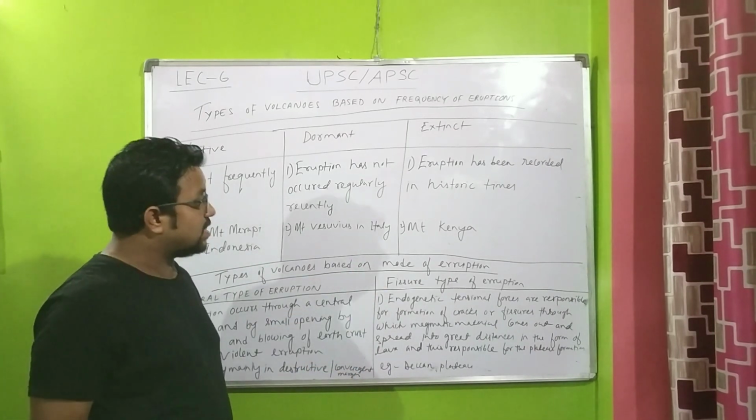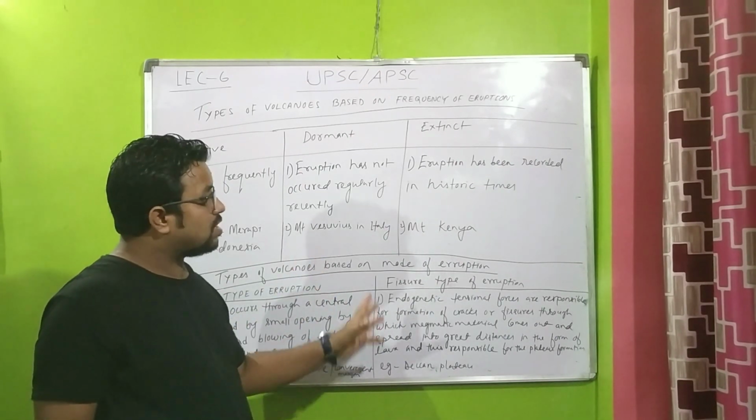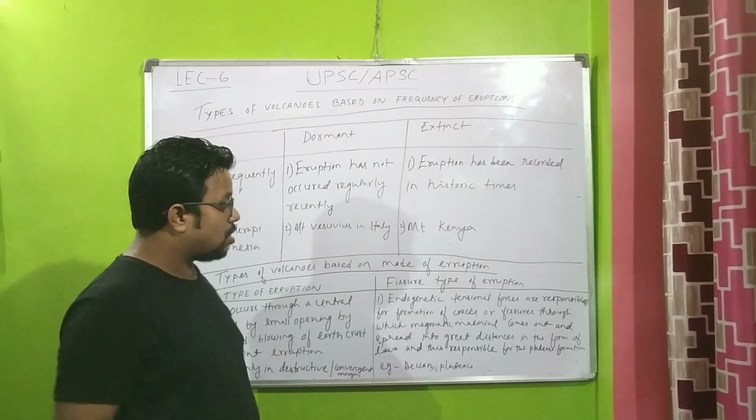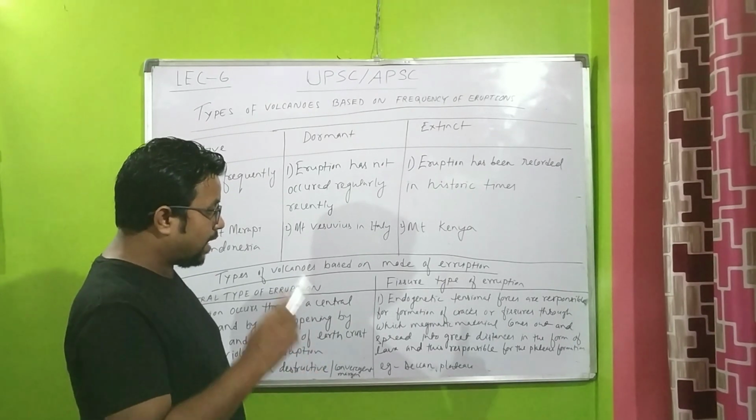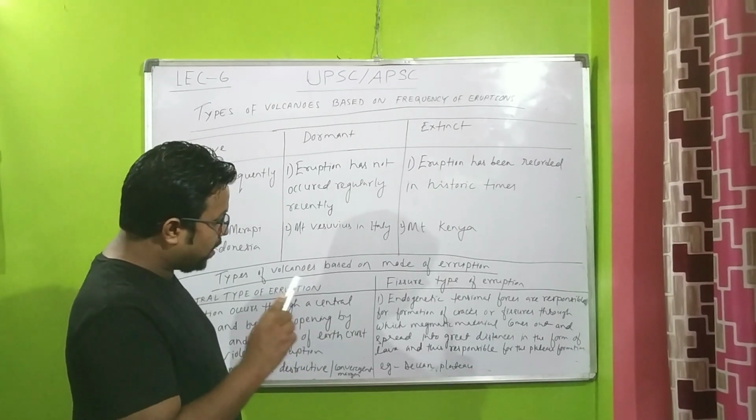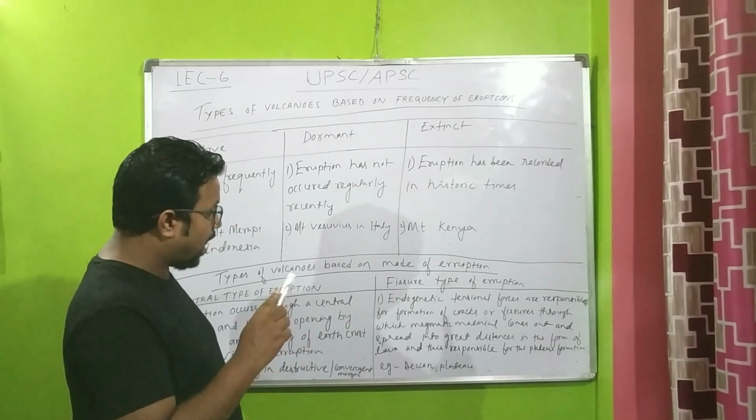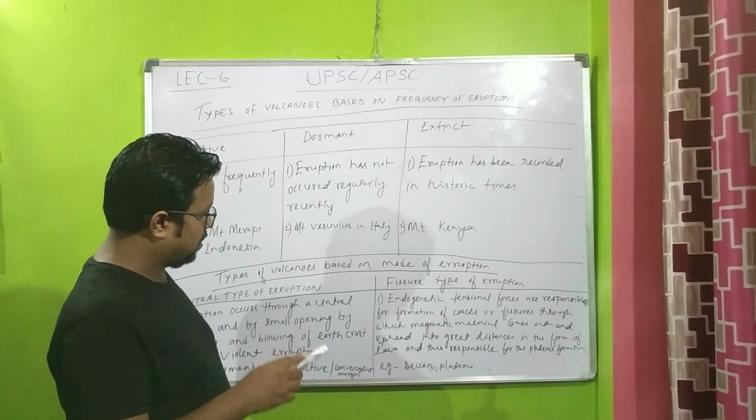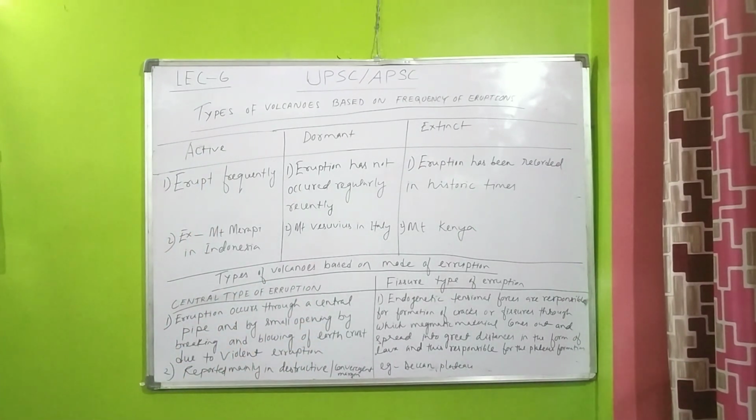Now, in fissure type of eruption, endogenetic tensional forces are responsible for formation of cracks or fissures through which magmatic material comes out and spreads to great distances in the form of lava, and this is responsible for plateau formation. Example, Deccan Plateau.